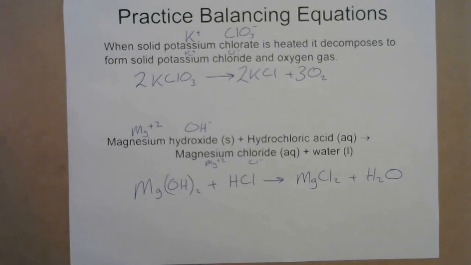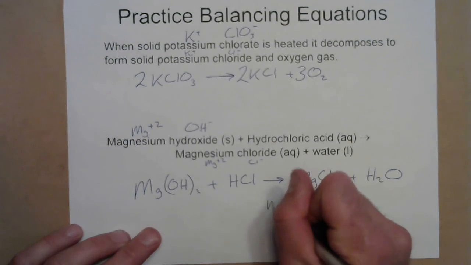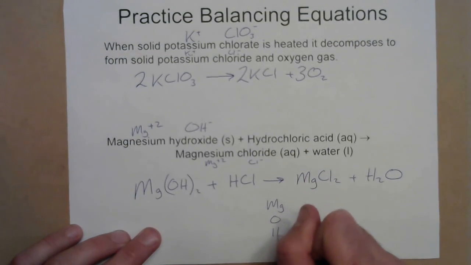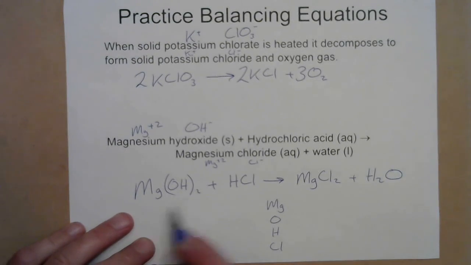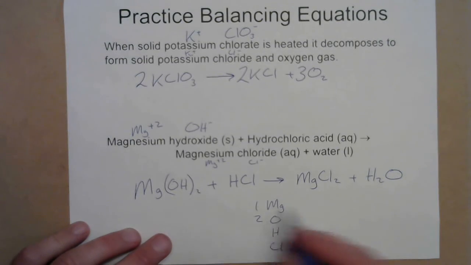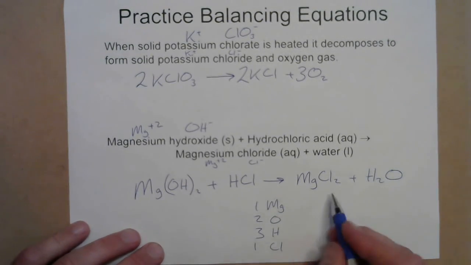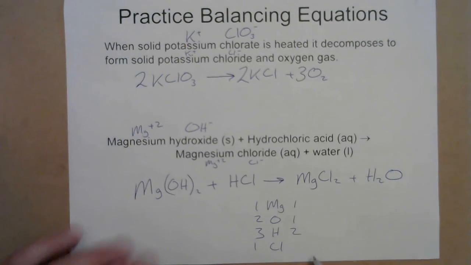All right, so now we're ready to balance it. Let's list out what we have on each side. So we have magnesium, oxygen, hydrogen, and chlorine. On your reactant side, you have 1 magnesium, you have 2 oxygens, 2 hydrogens plus 1 more, so 3 hydrogens, and 1 chlorine. Product side, 1 magnesium, 1 oxygen, 2 hydrogens, and 2 chlorines.